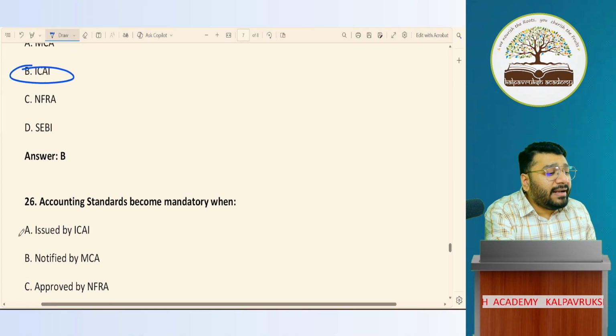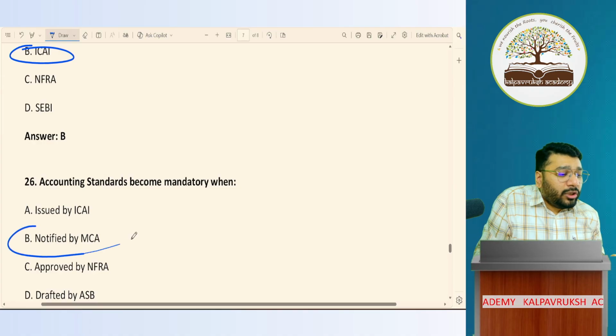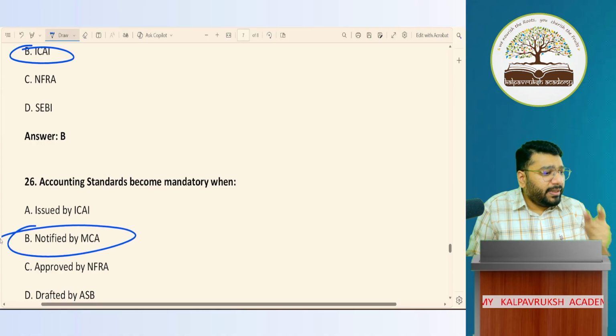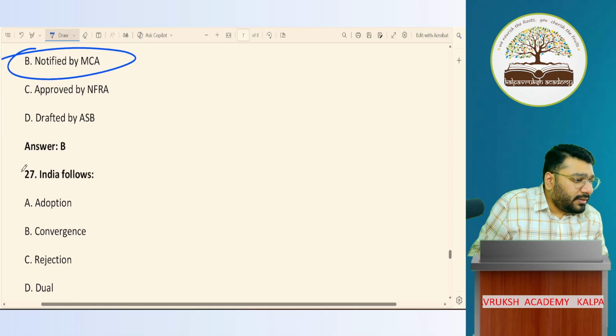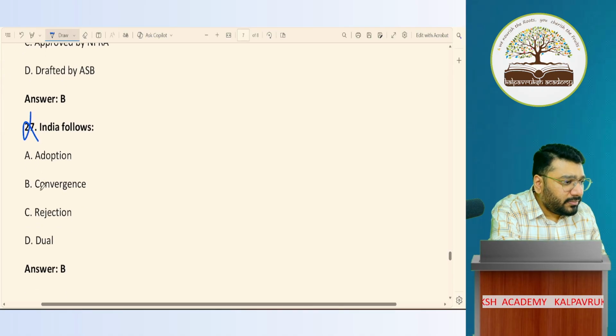Accounting standard becomes mandatory when notified by MCA. Is it a repetitive point? I'll remove this.